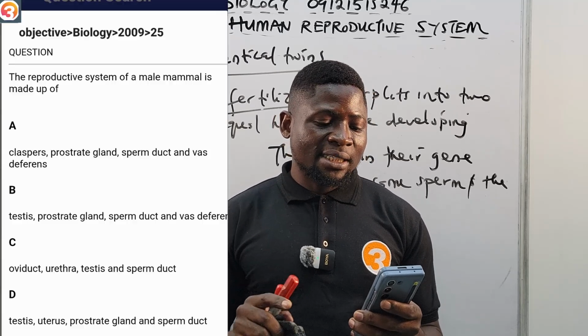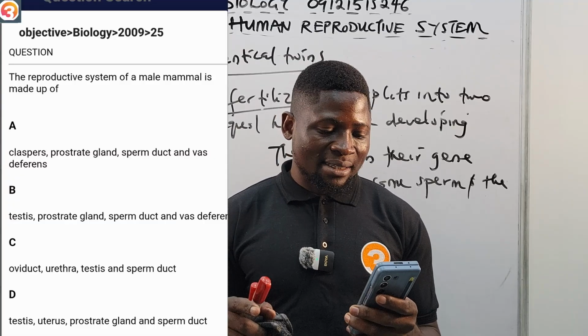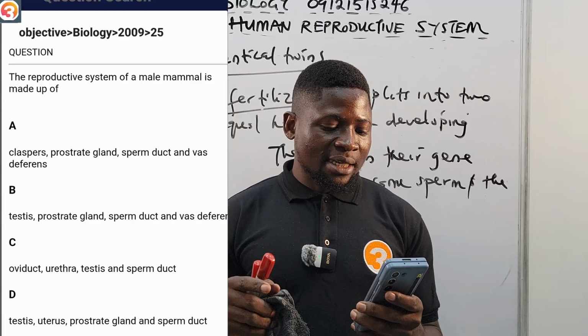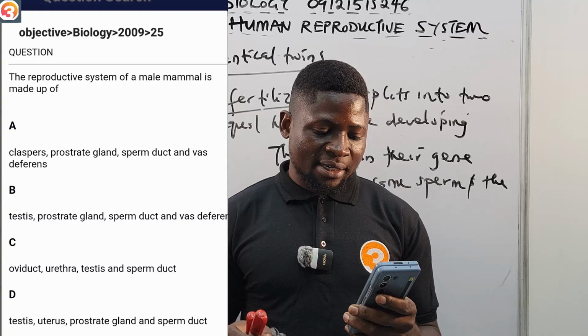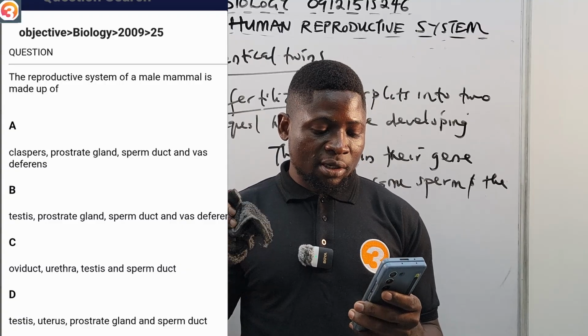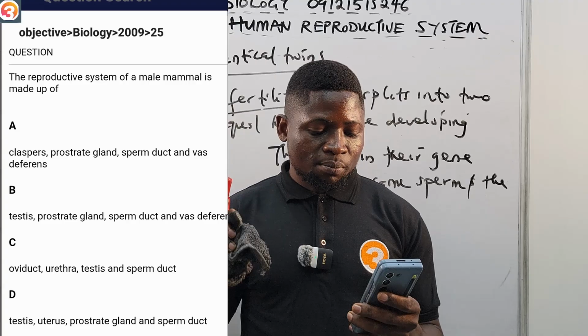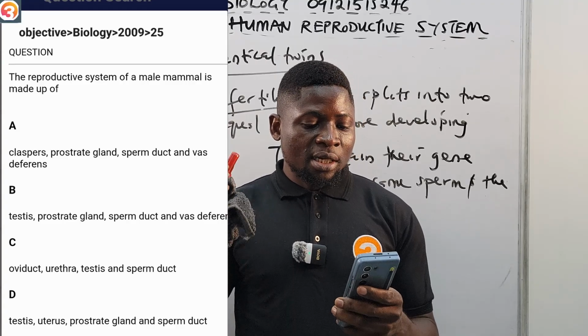2009, number 25 says the reproductive system of a male mammal is made up of A says claspers, prostate gland, sperm duct, and vas deferens. B says testis, prostate gland, sperm duct, and vas deferens. C says oviduct, urethra, testis, and sperm duct. D says testis, uterus, prostate, and sperm duct. So tell me the correct answer in the comment section.